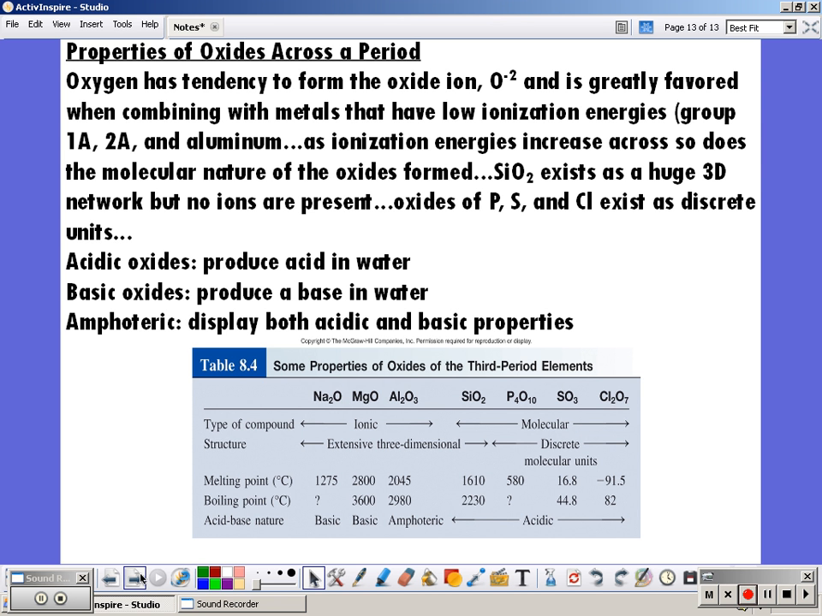Your basic oxides produce bases in water, and that would be your ionic oxides, or your sodium, magnesium, and aluminum. Your sodium and your magnesium, when you put those into water, you actually get sodium hydroxide and magnesium hydroxide. Now, amphoteric means that it could go to basic or it could go acidic, and your aluminum oxide actually does that. And we'll get more into depth with those types of things in our acid-base unit.